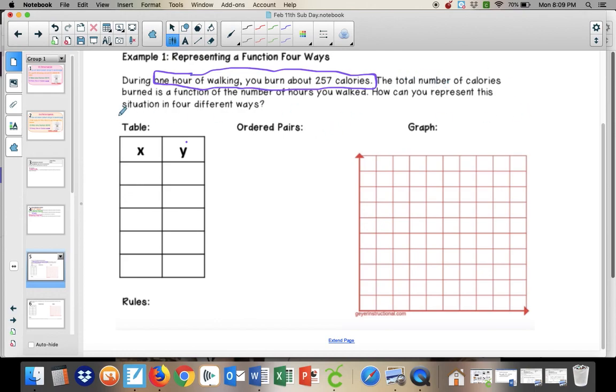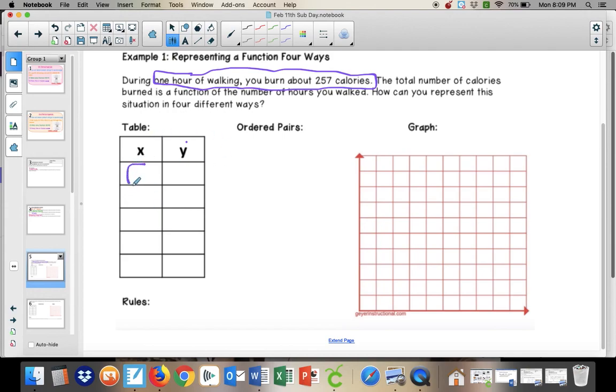The total number of calories burned is a function of the number of hours you walked. So, calories burned are based on the number of hours you walked. How can you represent the situation in 4 different ways? We're going to do our table, ordered pairs, graph, and rule.